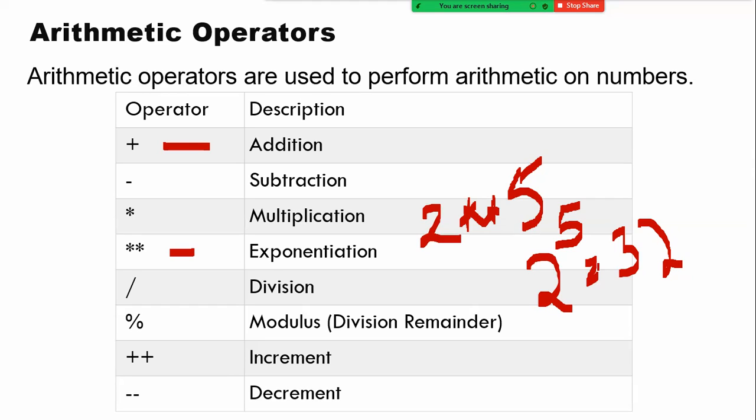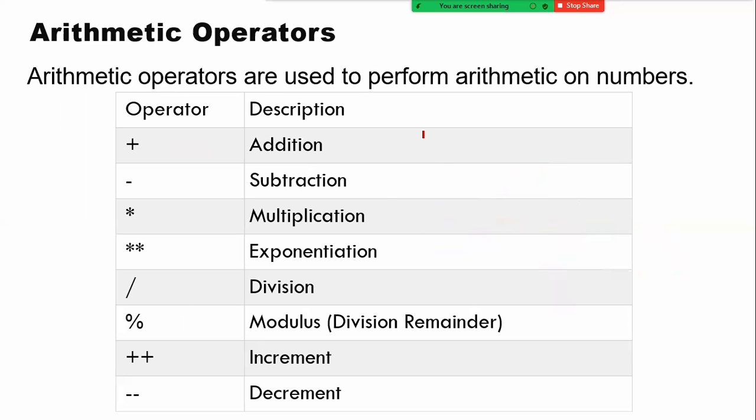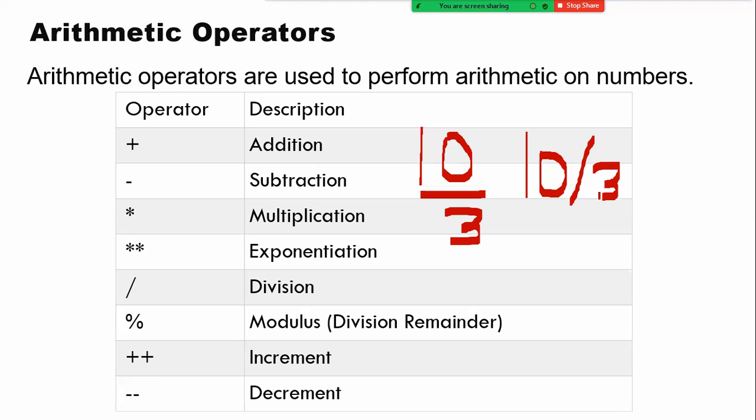Then we have operators like the division operator, the slash. We also have the percentage operator, which is called the modulus operator. What does this modulus operator mean? Before we talk about the modulus operator, let us see the slash. If you write 10 slash 3, the answer is maybe 3.33, like this.